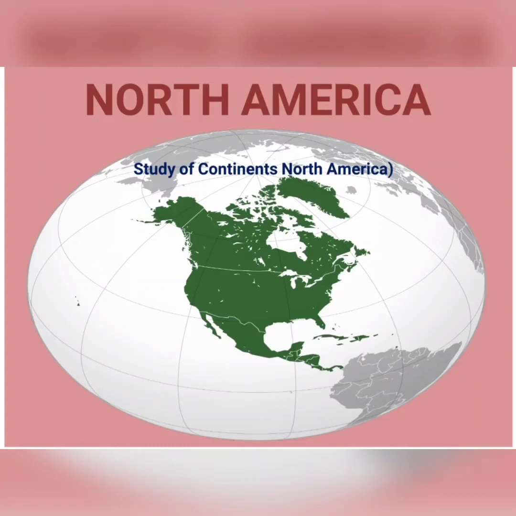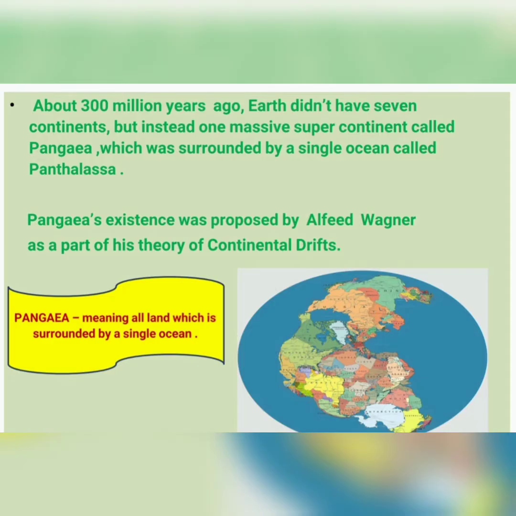Dear students, today we will discuss the study of continents: North America. About 300 million years ago, Earth didn't have 7 continents, but instead one massive supercontinent called Pangaea, which was surrounded by a single ocean called Panthalassa. Pangaea's existence was proposed by Alfred Wegener as a part of his theory of continental drift.